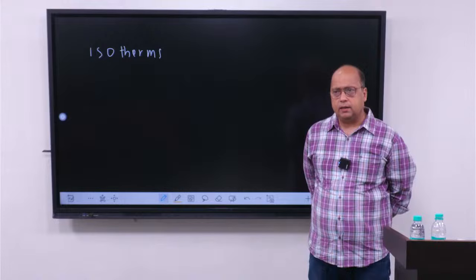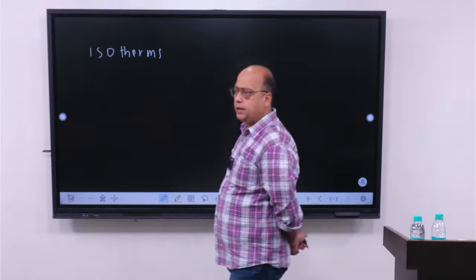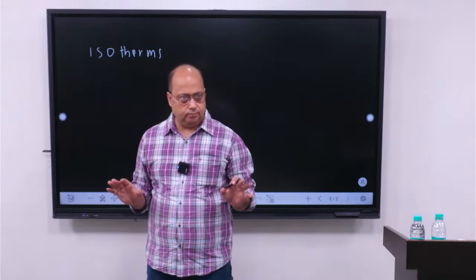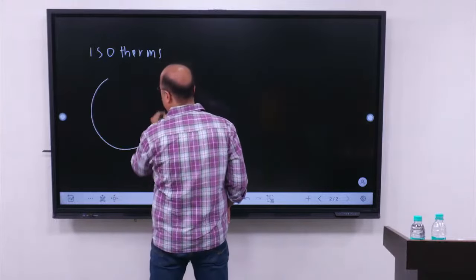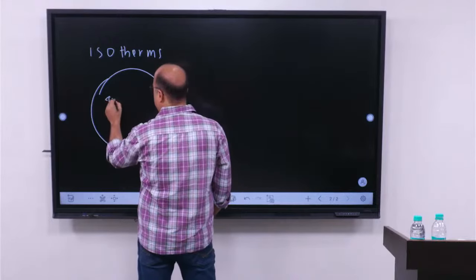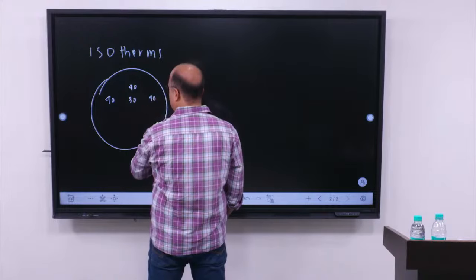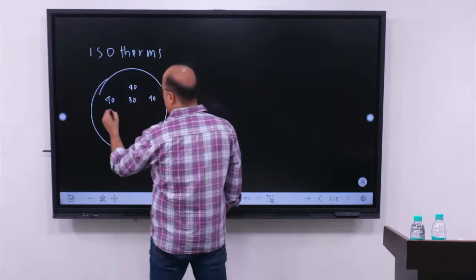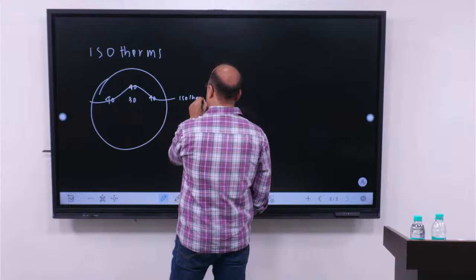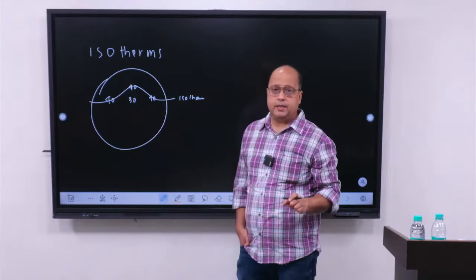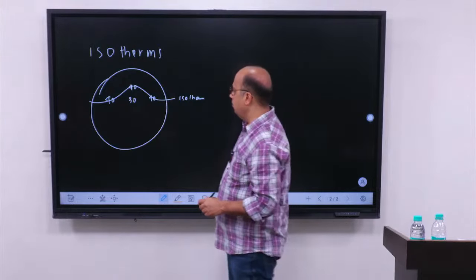So isotherms are imaginary lines. This represents a region with the same temperature. Suppose we have one place where we have 40, 40, 30, 40. Isotherms normally go like this way. That is an isotherm. It connects regions having the same temperature.